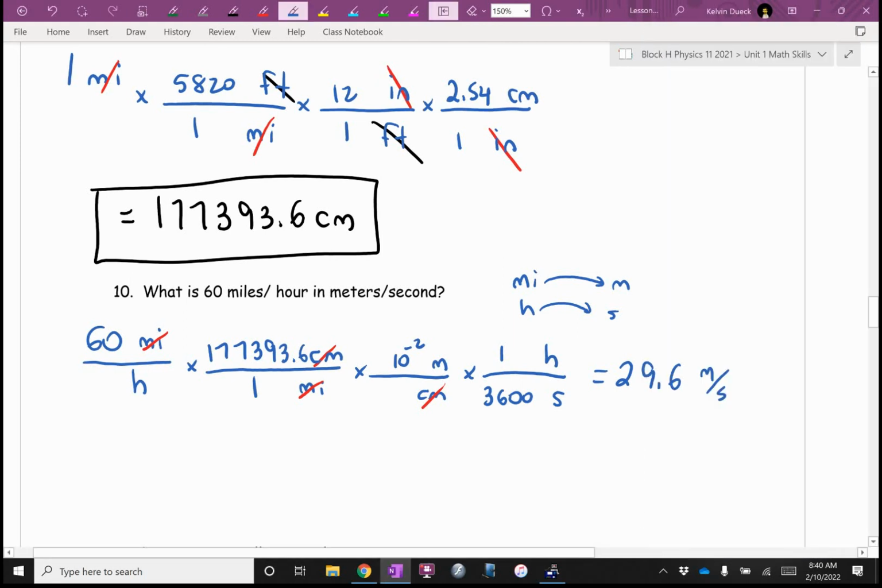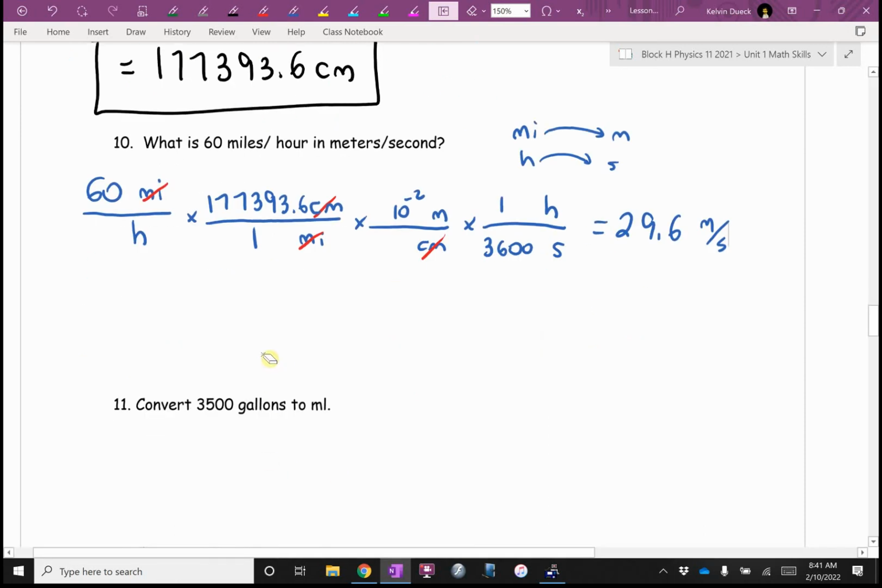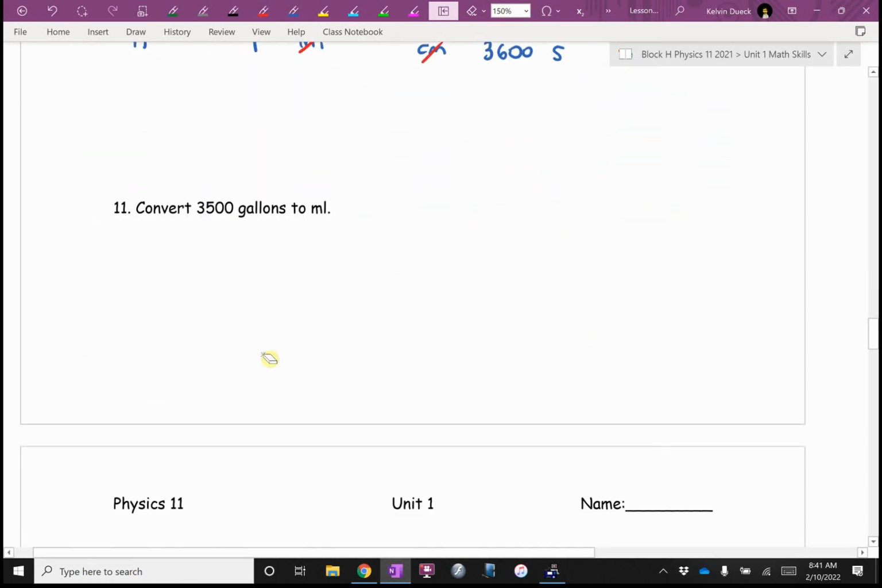So on your quest, you're absolutely going to see probably two unit fraction questions like this. Okay? Next page. Oh, no, one more. Convert 3,500 gallons to milliliters. Okay. Write down what they gave me.